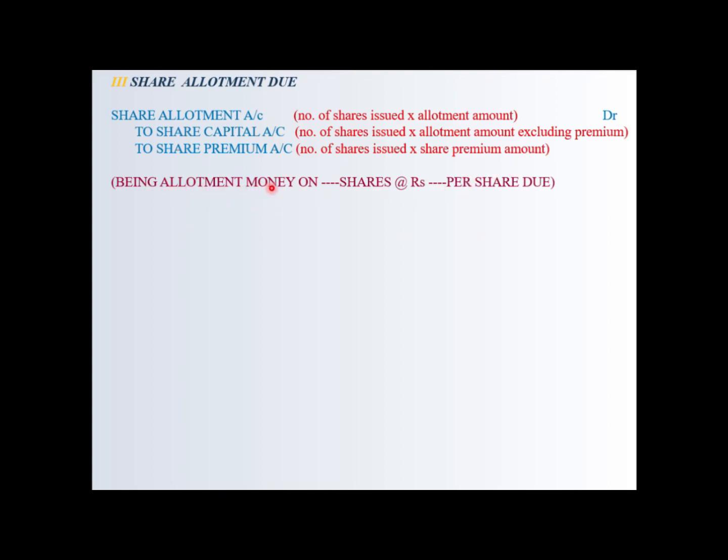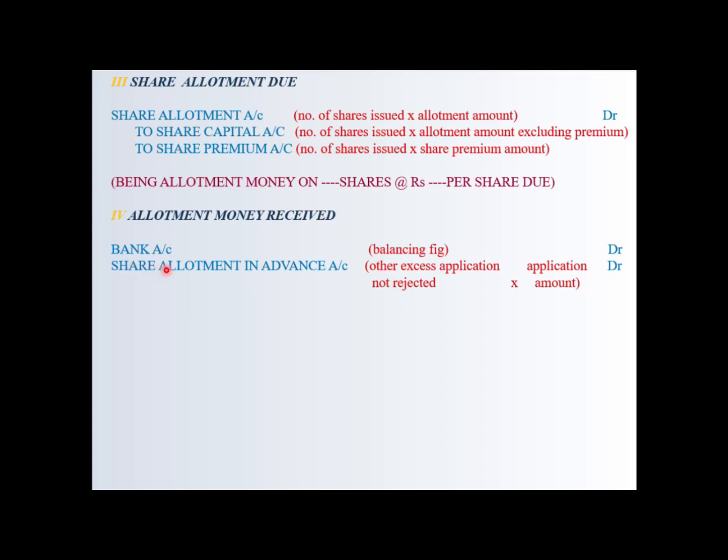Narration: Being allotment money on dash shares at rupees dash per share due. Allotment money is received by the company. So our fourth transaction is allotment money received. Entries: Bank account debit, share allotment in advance account debit to share allotment account.